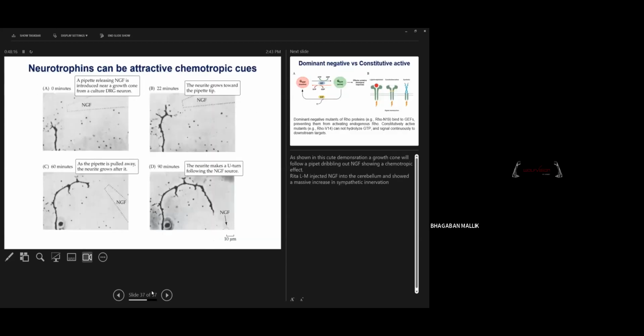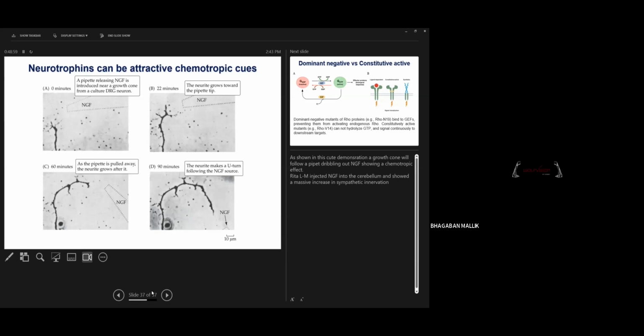Here it shows how NGF, another neurotrophin, nerve growth factor, regulates neurite growth. They can act as chemoattractive cues for neurite growth. Here they have taken these neurites and filled this pipette with nerve growth factor, and approached these neurites. After 22 minutes, you can see that the neurites are attracted to the nerve growth factor. Then when they pull the pipette, you can see that the neurite is growing in that direction.